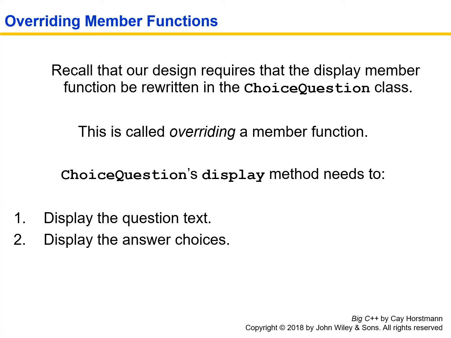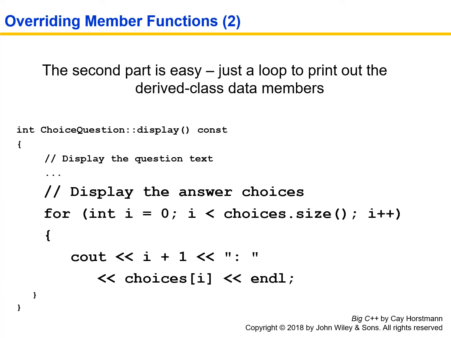ChoiceQuestion, you remember, needs to override the display method from the base class. It needs to both display the question text and display the answer choices. Now, good programming practice is to break this down into two problems. One, display the question text. Two, display the answer choices. We're going to tackle them in the opposite order.